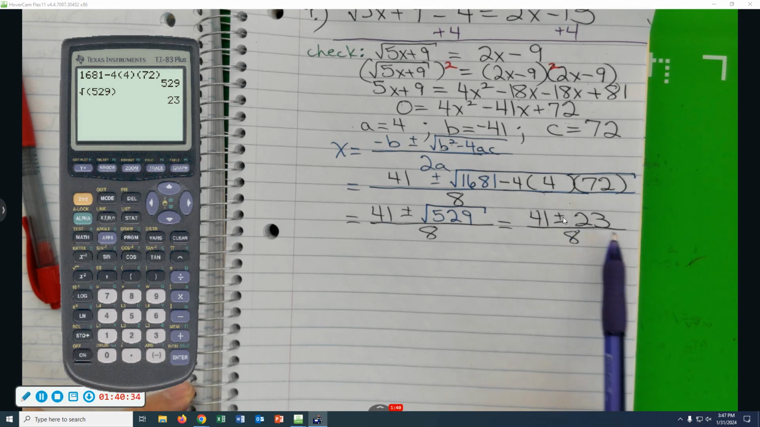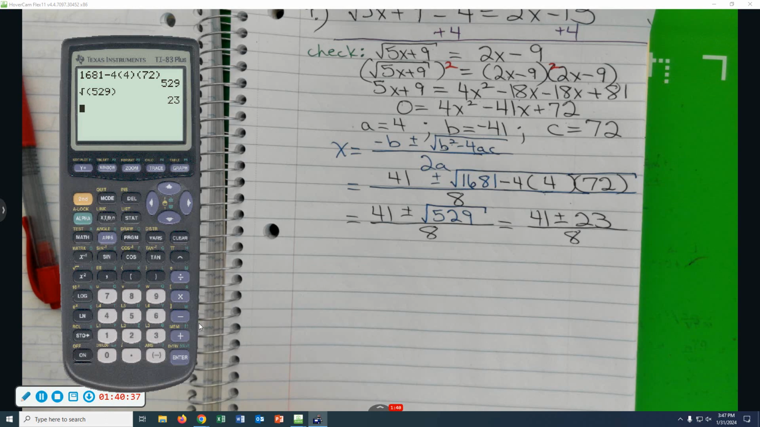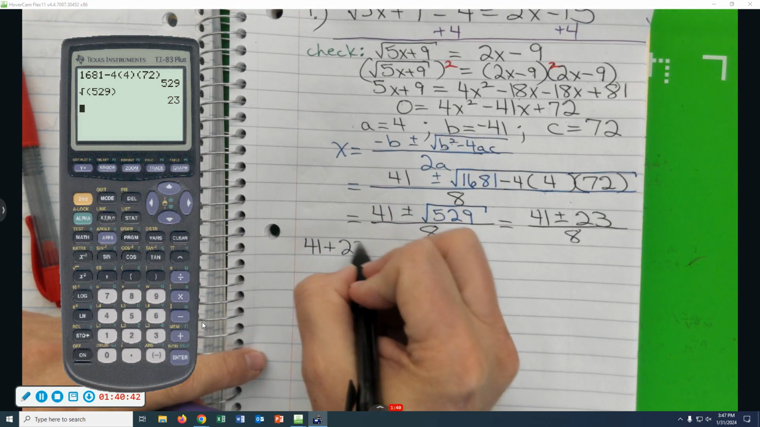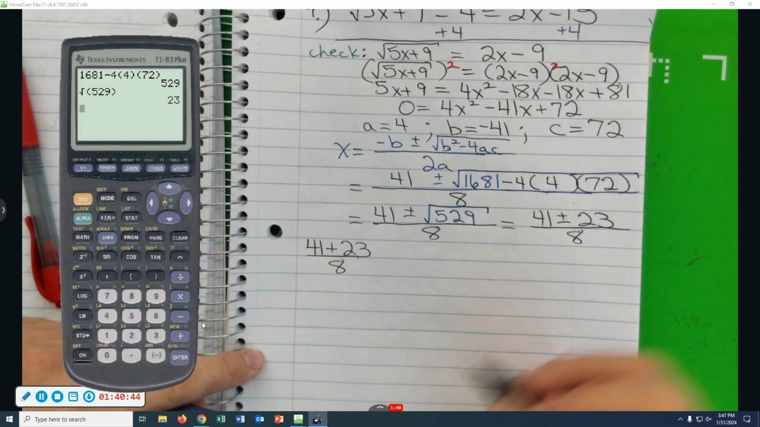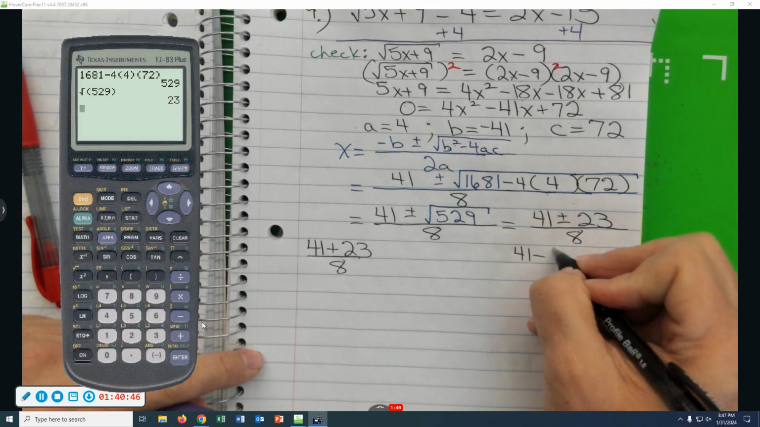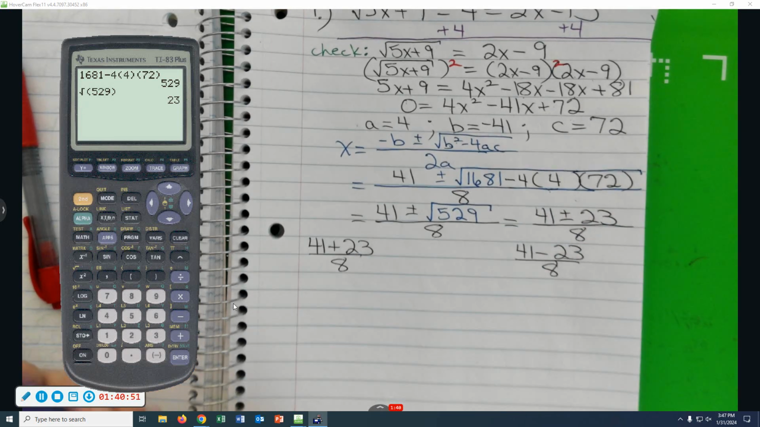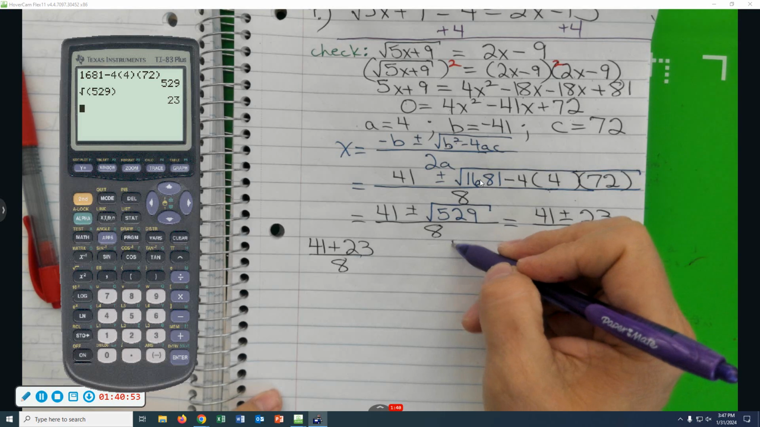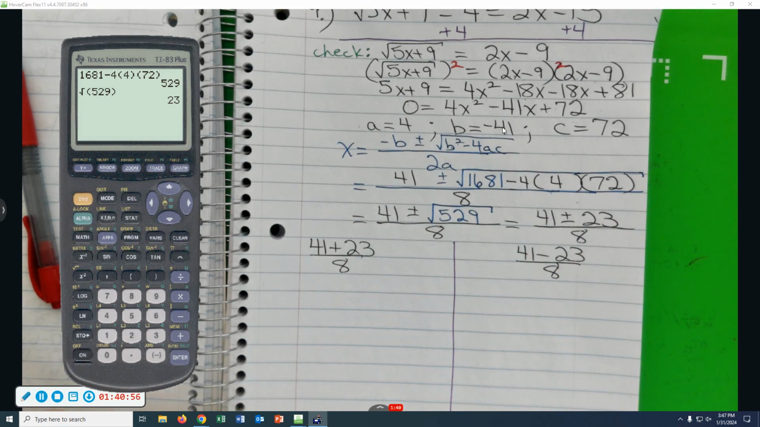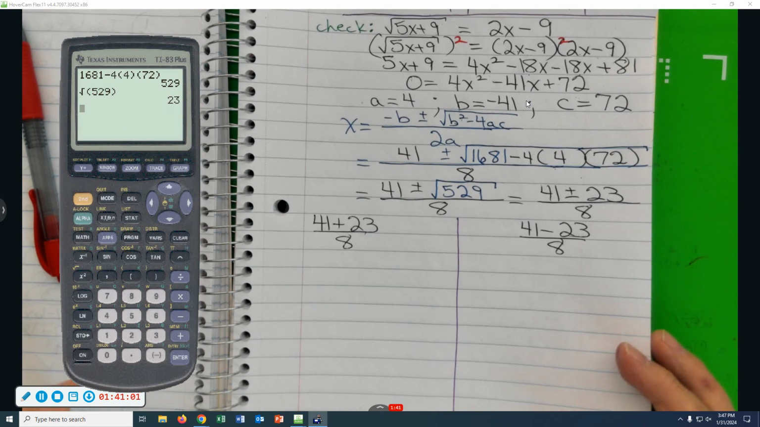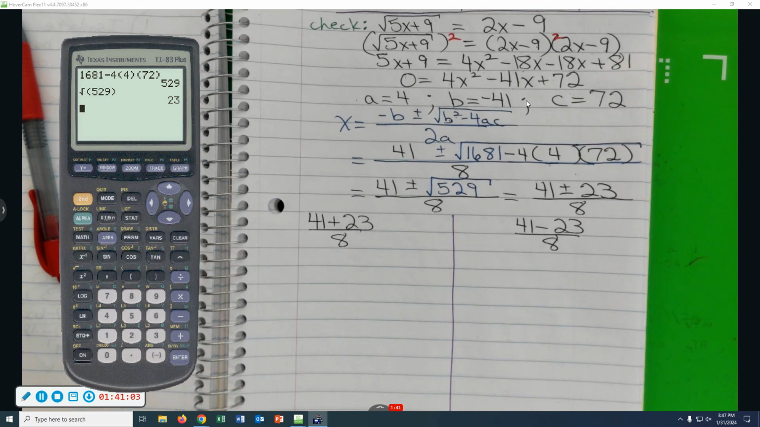41 plus 23 over 8. So separate it out. 41 plus 23 over 8, and 41 minus 23 all over 8. You have two possibilities. I'm separating them out. You agree if we had solved this with factoring, you would have wound up with two numbers. No square roots. It'd either be an integer or a fraction. So let's see on this one.